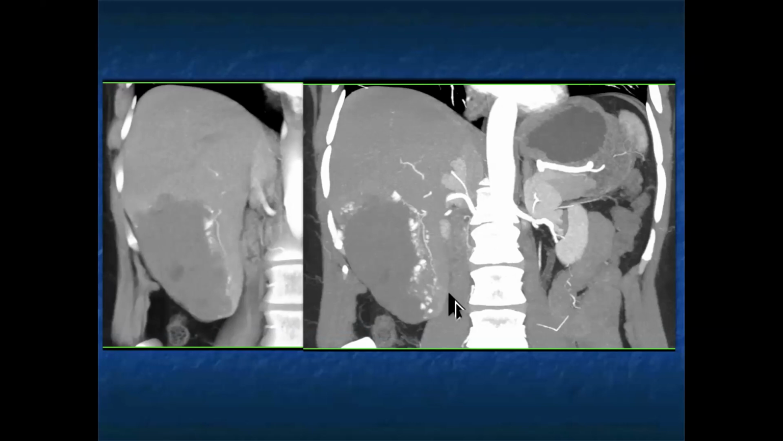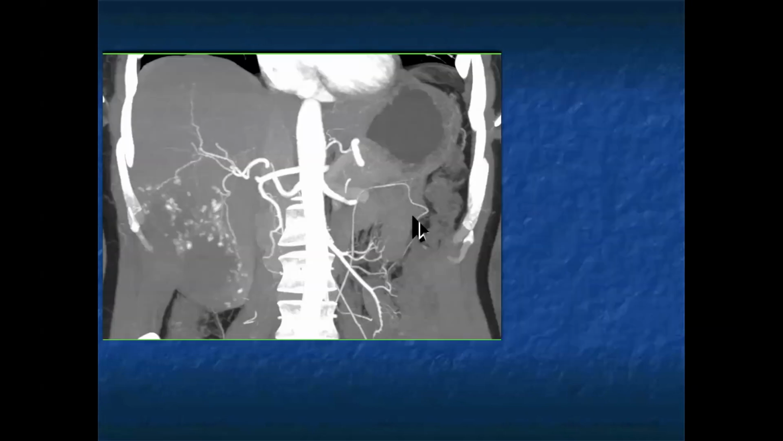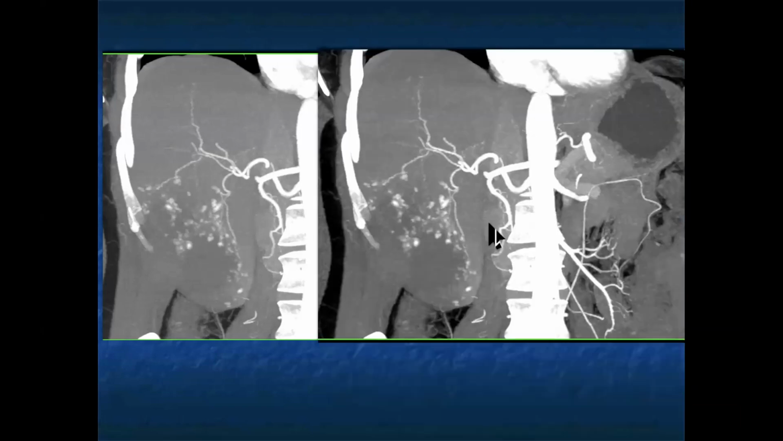You know, we talk about rim enhancement with metastasis, rim enhancement in primary malignancies in the liver. But this is not rim enhancement. This is that puddling. You can see that cloud appearance, very classic for hemangioma. There it is again and again. The MIP really gives you that feel of the puddling.